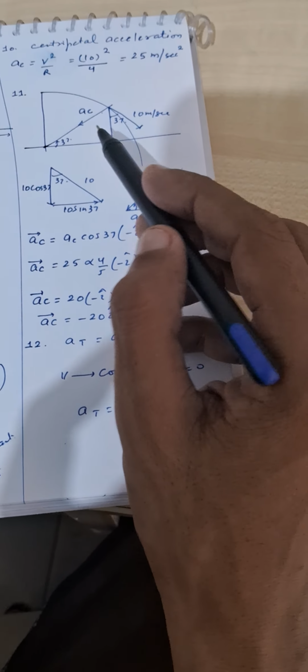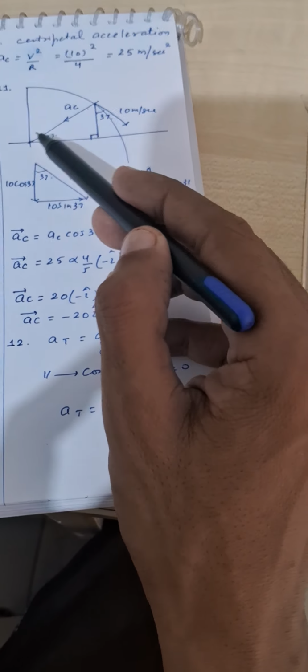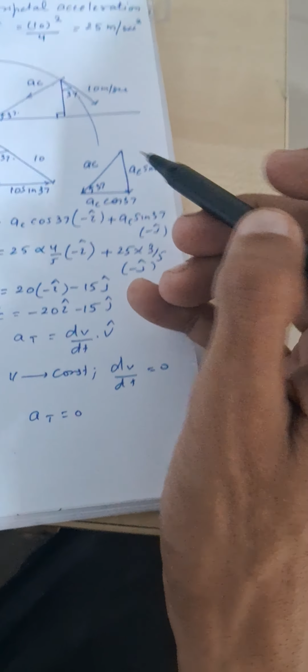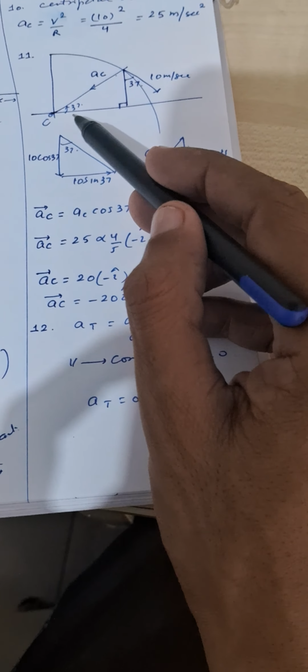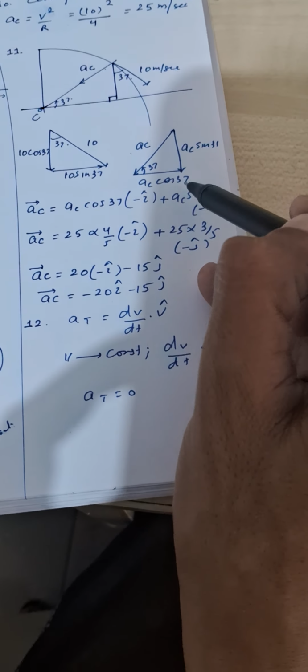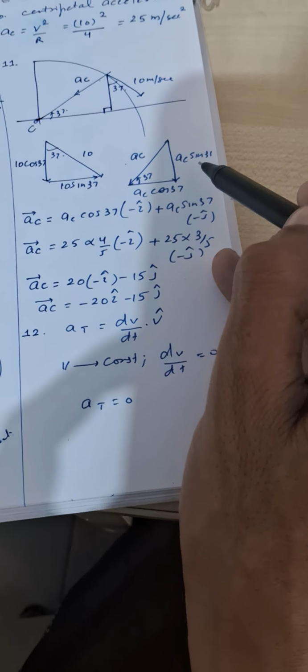Next, we need to find centripetal acceleration in vector form. We can see that centripetal acceleration will be directed toward the center over here. Let us say this is the center. So this angle is going to be 37. If we extend this vector, this angle is 37. Its projection along the x-axis will be AC cos 37, and along the y-axis AC sin 37.